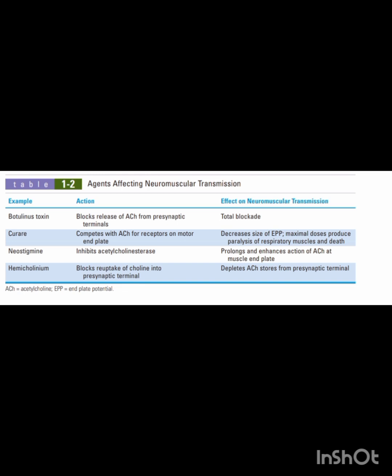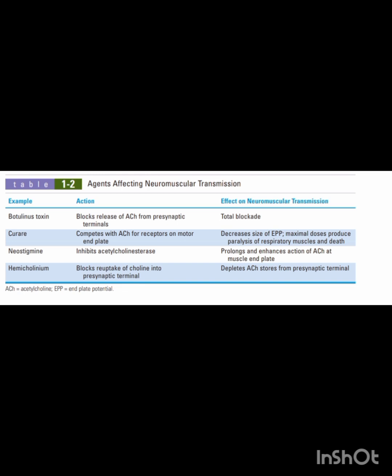Okay, now we have talked about the neuromuscular transmission. Now let's talk about certain pharmacological agents that will affect this neuromuscular transmission. So there's a table here in BRS Physiology. And the first example is botulinum toxin. So, what is its action? It blocks the release of acetylcholine from the presynaptic terminals, and this causes the total blockade of neuromuscular transmission. So, botulinum toxin causes the blockage of neuromuscular transmission.